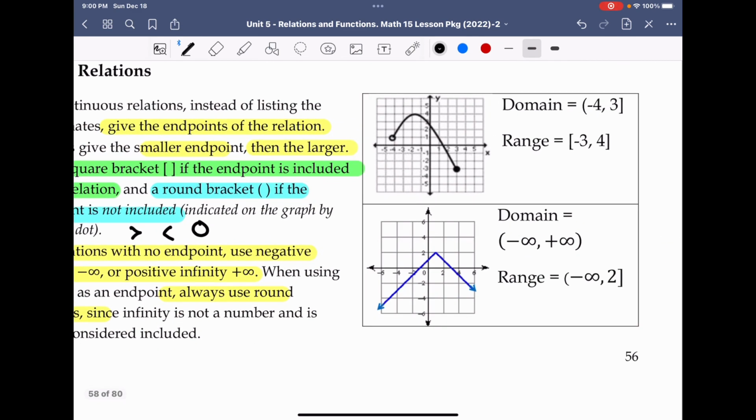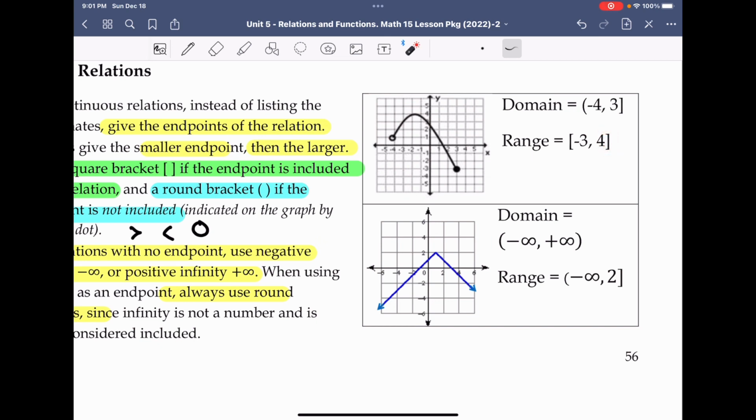Okay, domain here of our next example, or actually we should do range first before we move on to the next one. So our absolute minimum value, where does that occur? That's at y equals -3. It's a solid dot here, thus a square bracket. And we go as high. This is the highest y value, and that occurs at 4. Because it directly crosses through 4, we know this is a square bracket, meaning it's included.